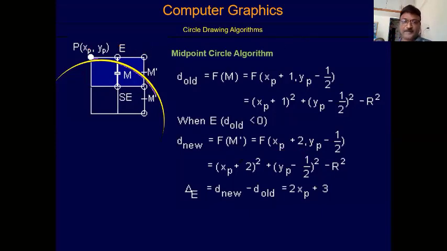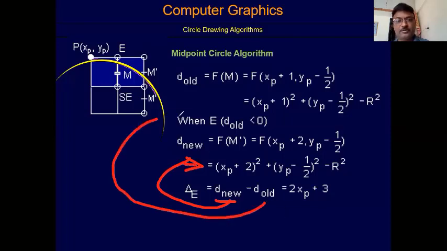Now proceed. So that satisfies the equation of the circle. Put this in x square plus y square minus r square. So this becomes xp plus 2 whole square, yp minus 1 by 2 whole square, then minus r square. Now this is my d new value. Which one? This one is my d new value. And which one is my d old value? This one is my d old value. So put both the values over here and solve it. Once you solve it, you get 2xp plus 3.